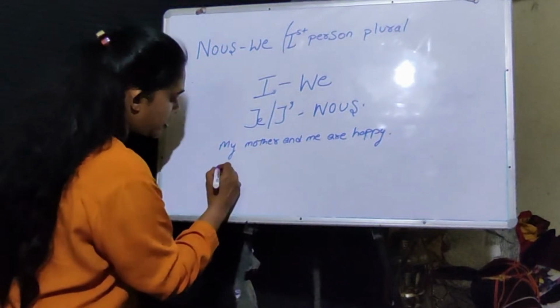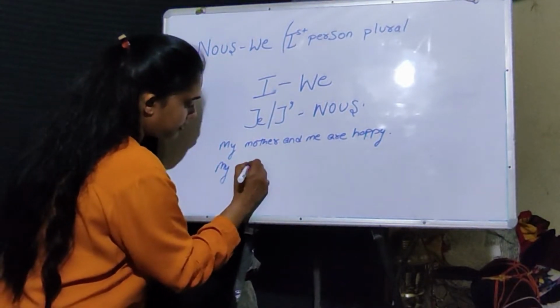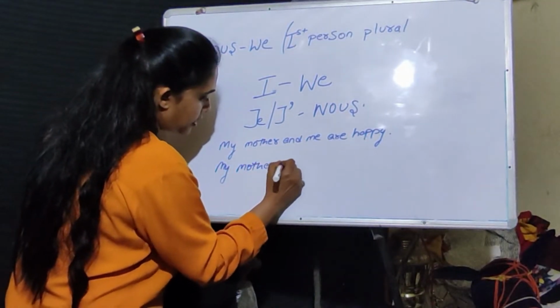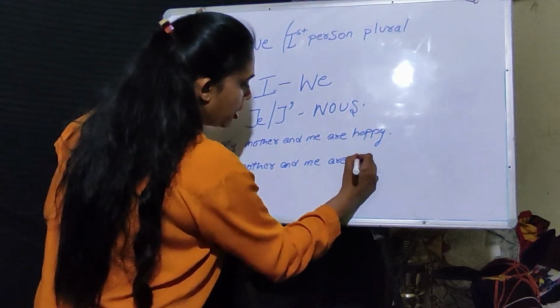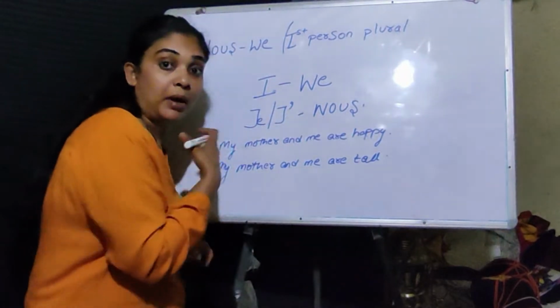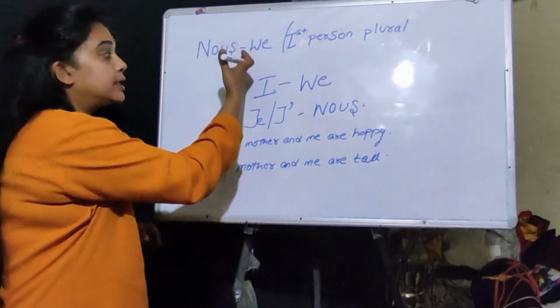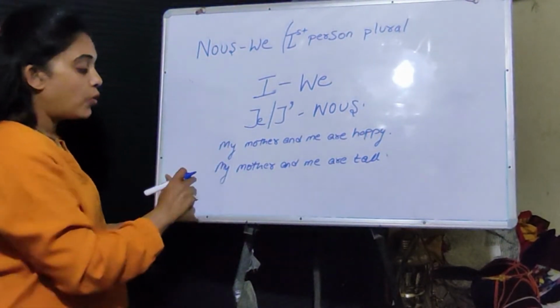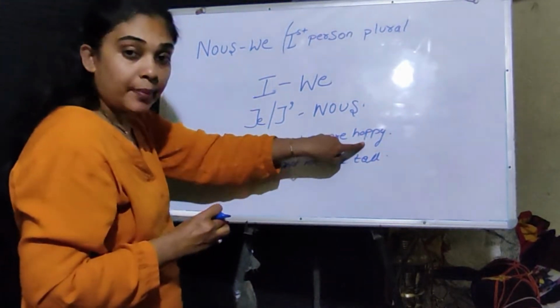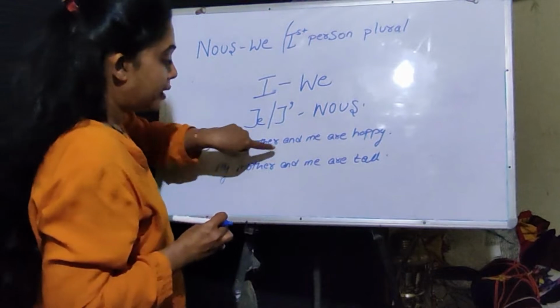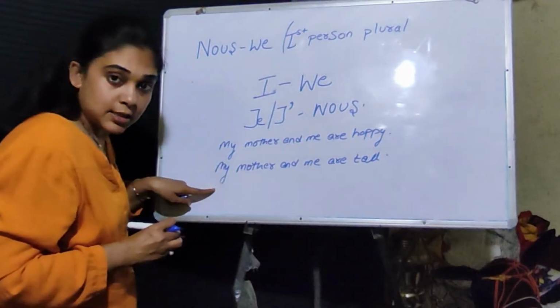Full stop. My mother and me are tall. I'm including myself in it. That's why it's "we". How will we replace it in English? My mother and me are happy. I have repeated "my mother and me" in the second sentence also.